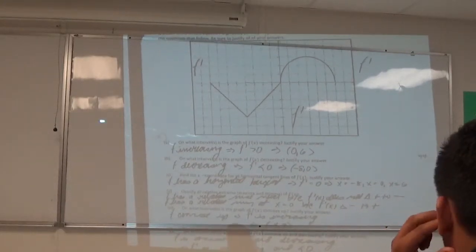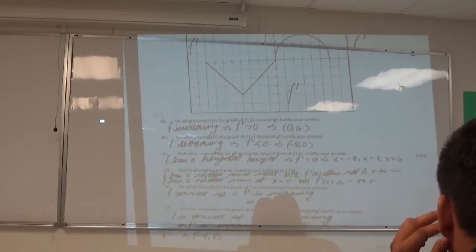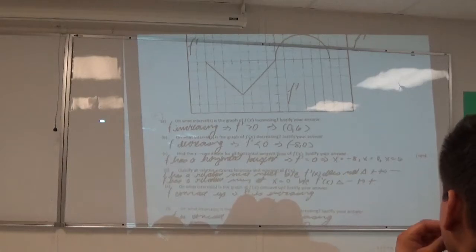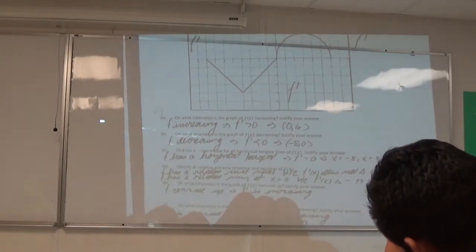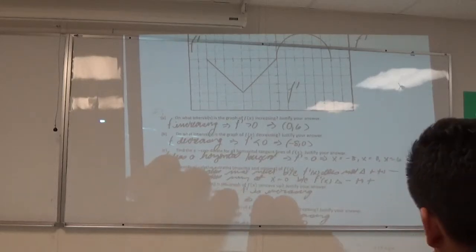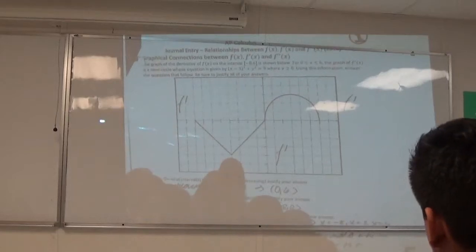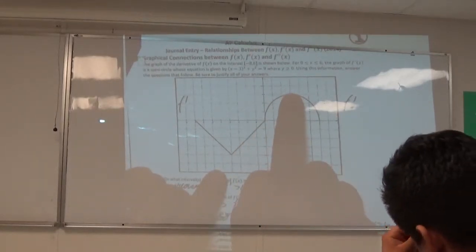Part E, in what interval is the graph of F concave up? Well, first of all, you've got to make that connection. For F to be concave up, F prime has to be increasing. So you look at the graph of F prime. Where is F prime increasing? F prime increases starting all the way down here at -4, all the way until you get to x equals 3.